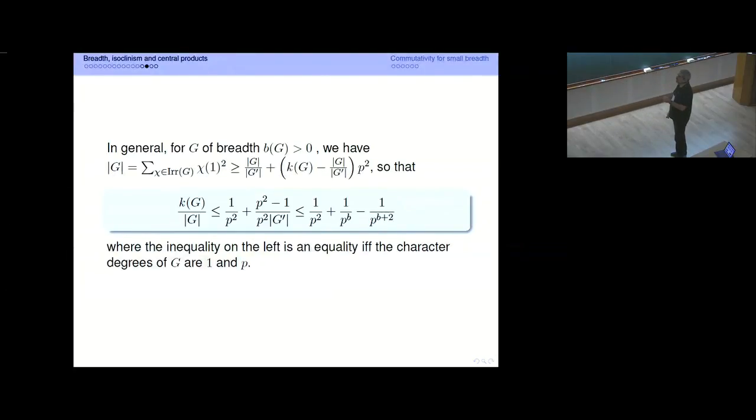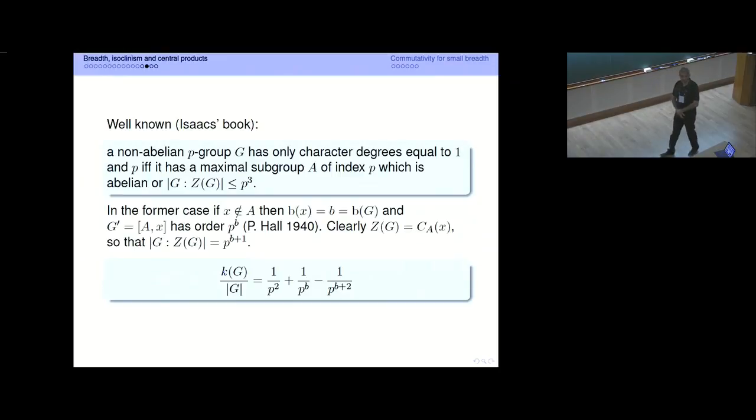So groups whose character degrees are 1 and P, these were studied. These are in Isaac's book, a classical result. These groups are exactly those that either have a maximal abelian subgroup of index P, of course. This shouldn't be there. Of index P shouldn't be there. We are speaking about P groups, of course. But anyway, this is a small cut and paste mistake that I made.